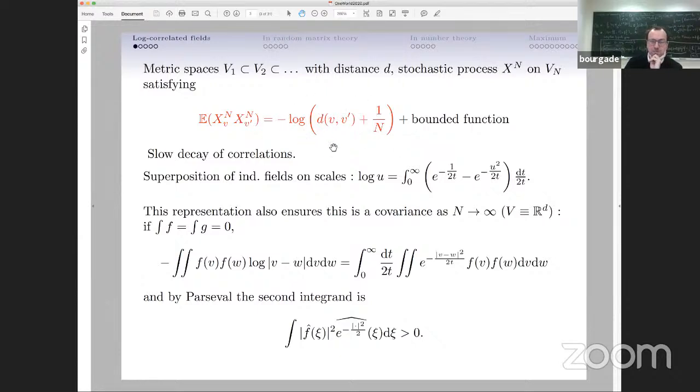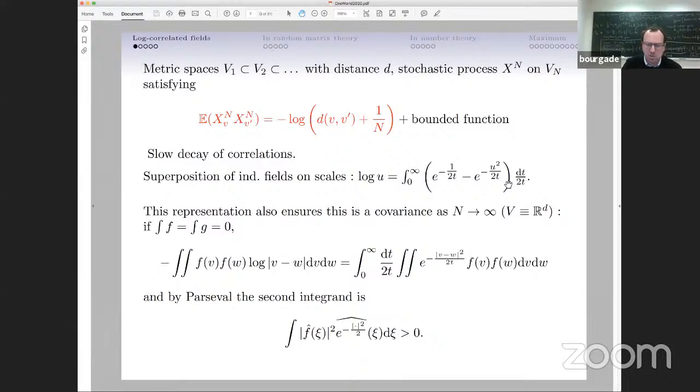Where does this kind of model come from? Well, typically it comes from a setting where you have a superposition of, let's say, random waves or independent fields on different scales. Some of them are very small scales, other ones very large. And when you add all of them up, quite often you get this logarithmic term. One way to prove it is to use this fun formula for the logarithm. If u is a positive number, the log of u is equal to this integral here. For the integrand, the dependence on u is only in the second exponential term.